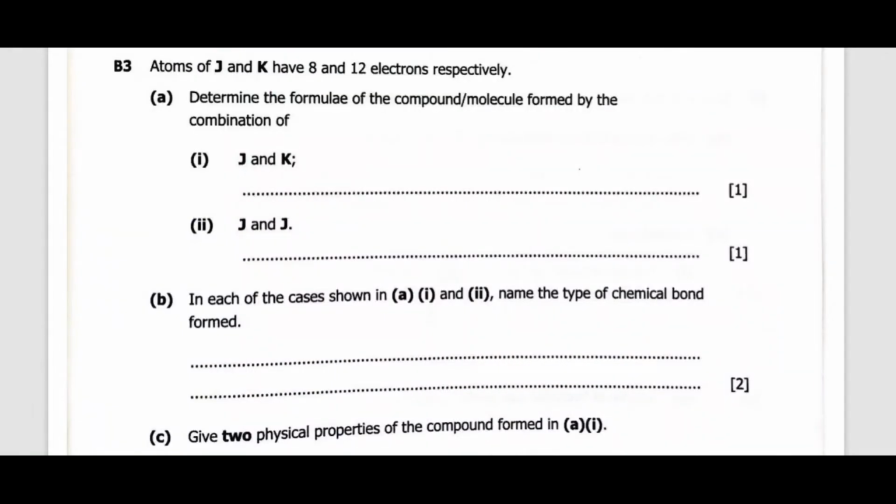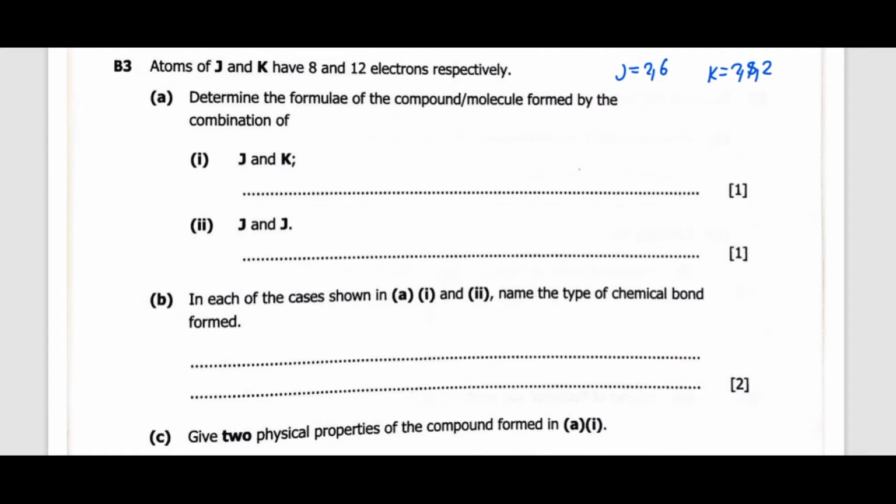Atoms of J and K have 8 and 12 electrons respectively. So J has 8, so the first shell is 2, and the outermost shell will be 6. So it is in group 6. Then for K we have 12, so the first shell is 2. Then 8, and 8 plus 2 is 10, so the outermost shell will have 2. So this one is in group 2.